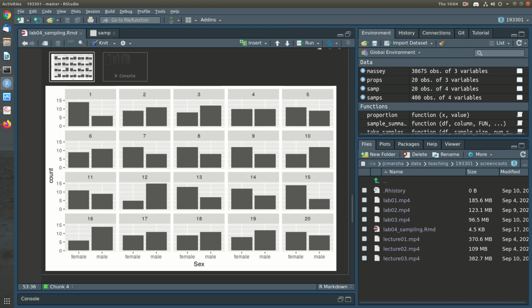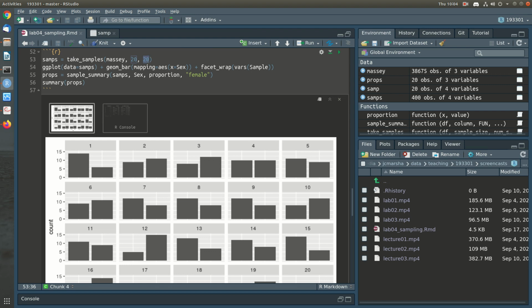You can see they vary quite a bit. In this first sample, we had 14 females and only 6 males, so the proportion there is 0.7, 70%. Whereas in some of the others, it was the other way round. In this one here, we had 15 males and only 5 females, just due to chance, just due to the sampling process. So there's quite a bit of variation from sample to sample.